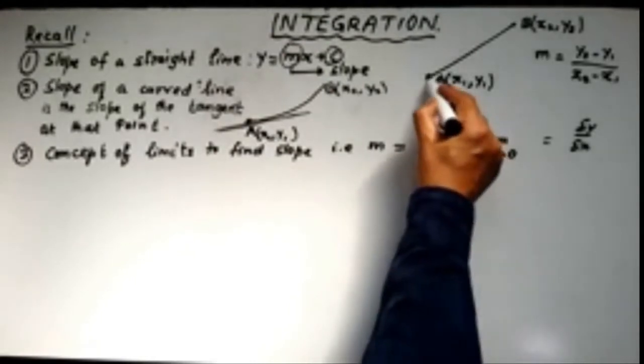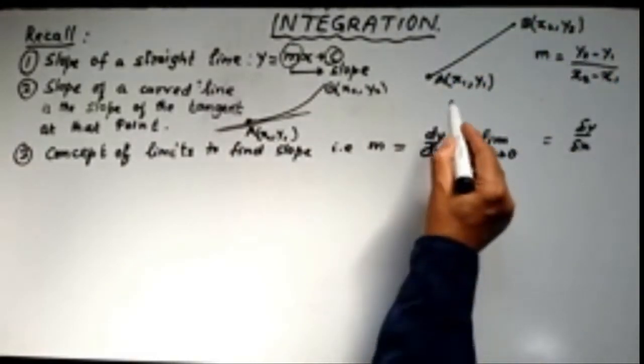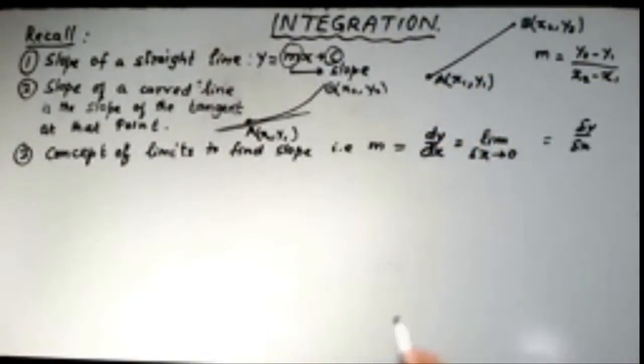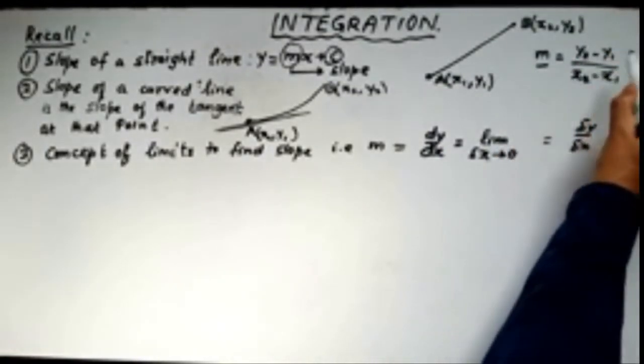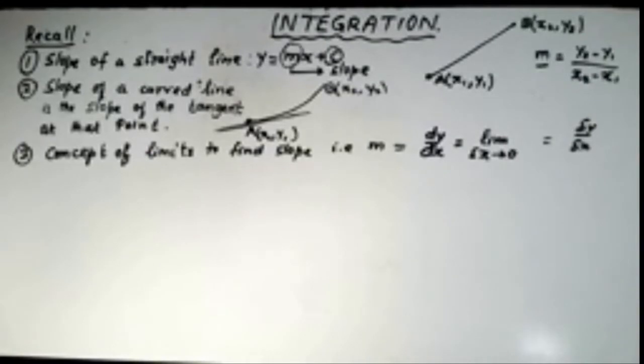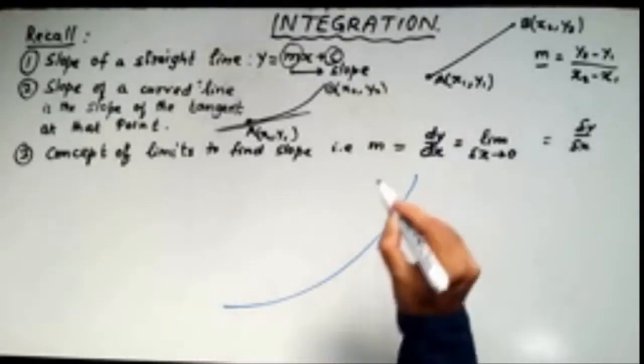And we said that if A and B are 2 points, A being x1, y1 and B being x2, y2, the slope of the straight line is defined as m equal to y2 minus y1 upon x2 minus x1. So that was very easy. Finding out the slope of a straight line was very easy. But what happens if we have to find out the slope of a curve?